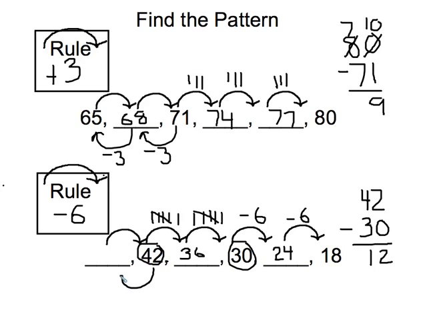When I go backwards, do I still minus 6? No, you're right. I need to add 6. I do the opposite. So I think 42 plus 6. Well, 42 plus 6 is going to give me my 48. I know that I've successfully solved that problem.